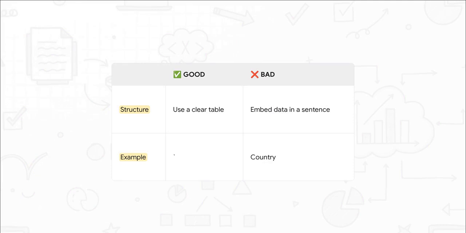And this is a huge deal when it comes to numbers. If you want a nice chart or a graph, you've got to give the AI the data in a clean, simple table. It can see the columns, see the rows, and instantly understand the relationships. But if you bury those same numbers in the middle of a long paragraph, good luck. It's just so much harder for it to pull them out correctly.